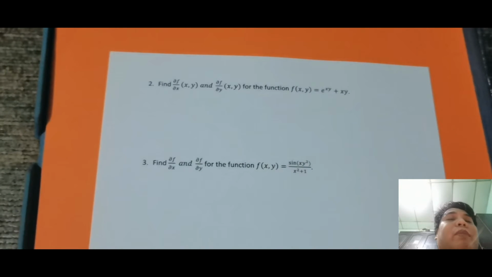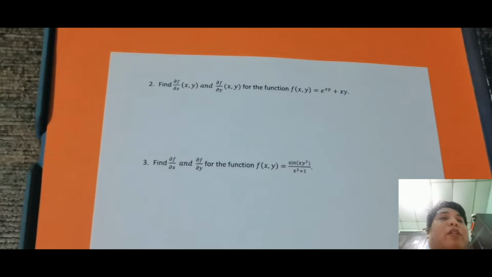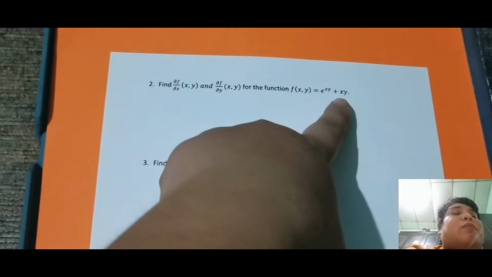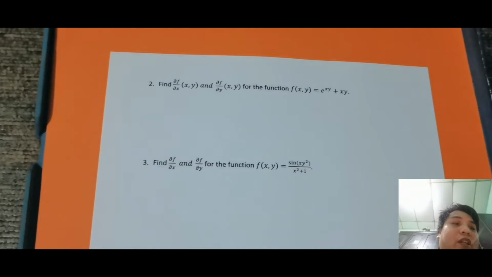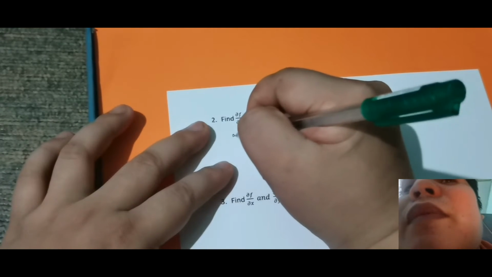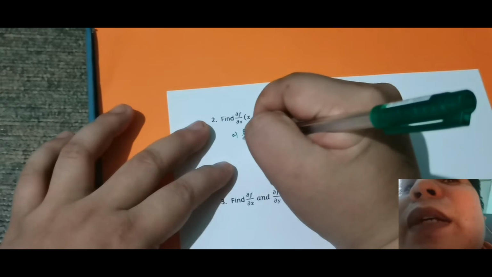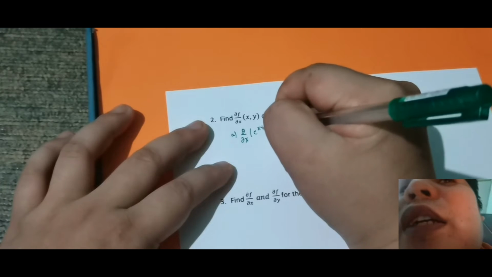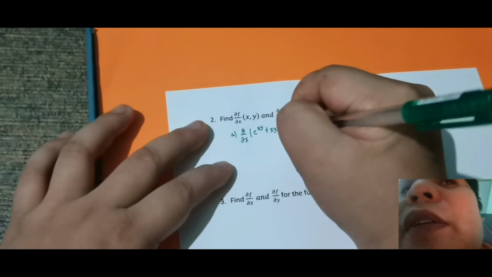So, find the partial of f with respect sa x of x, y, and partial of f with respect sa y for the function e raised to x plus y plus xy. Okay, so, ideally, kung i-differentiate mo siya with respect sa x, alam mo na meron kang product rule. Okay, kumbaga, chain rule to sa taas eh. Chain rule dun sa exponent, tapos product rule lang. Pero, since partial derivative lang siya, madali yung idea na gagawin natin. So, for letter A, the partial with respect sa x, copy natin si e raised to xy, plus xy.